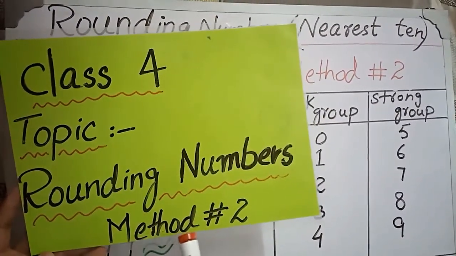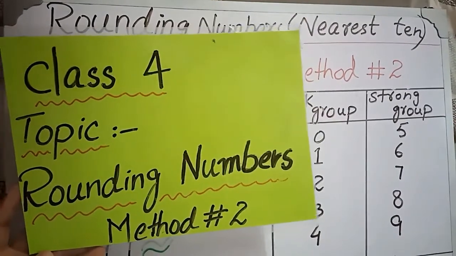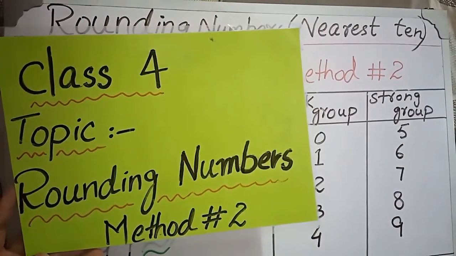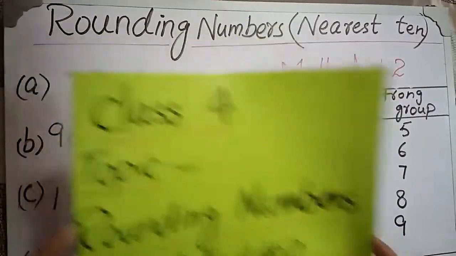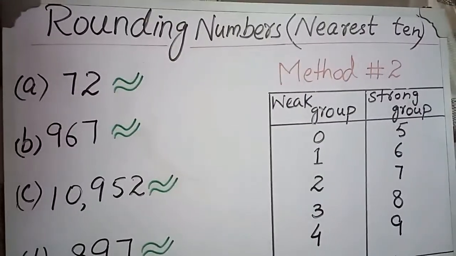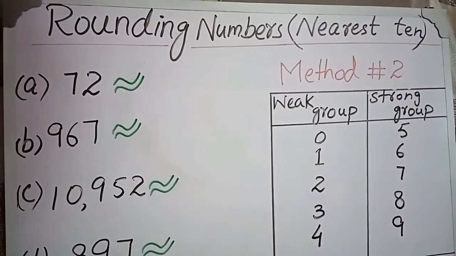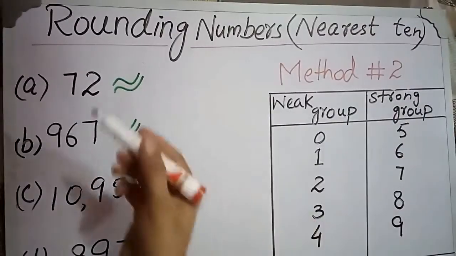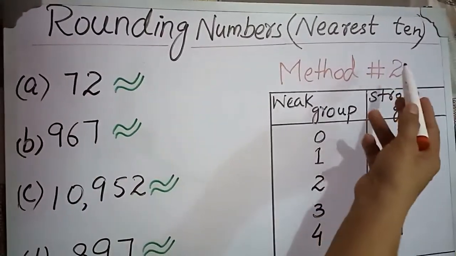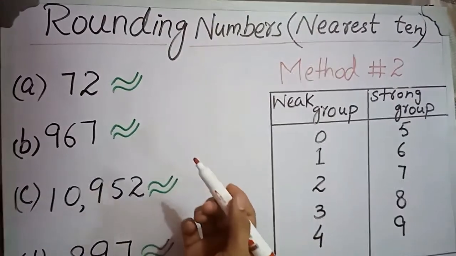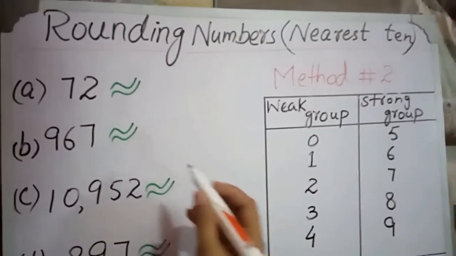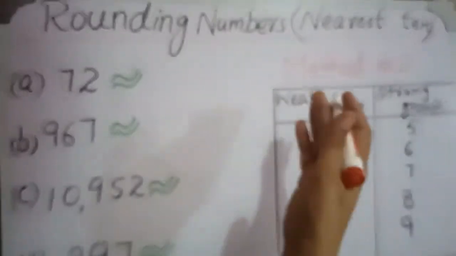And method number 2, class, it is very interesting. We are going to do a very interesting method which is very easy for you. For method number 2, I will tell you how to round off a number to the nearest 10 with a very easy method. It's a very easy way to round off numbers to the nearest 10.